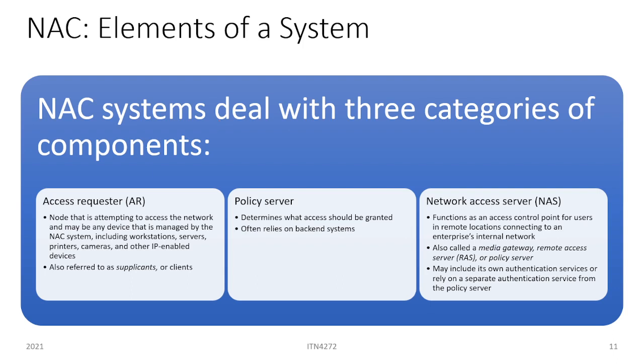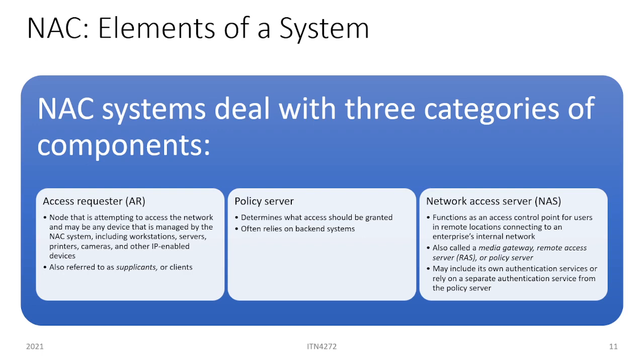So when we think about network access control, we can think about three categories of components interacting with network access control systems. So we will have access requesters. These are the clients or devices that are trying to access our network. So these are any devices: workstations, laptops, mobile devices, servers, printers, all these things.